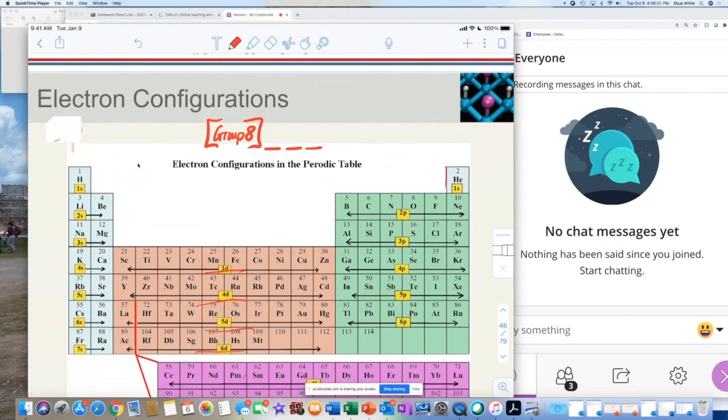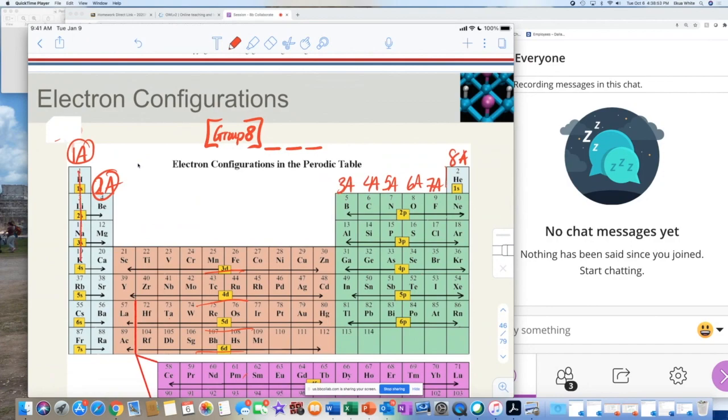This is group 1A. This is 2A, 3A, 4A, 5A, 6A, 7A, 8A. So based on these group numbers here, these group numbers go with the valence electrons.